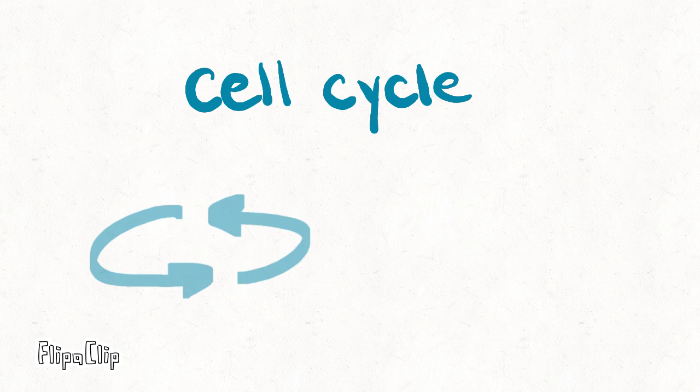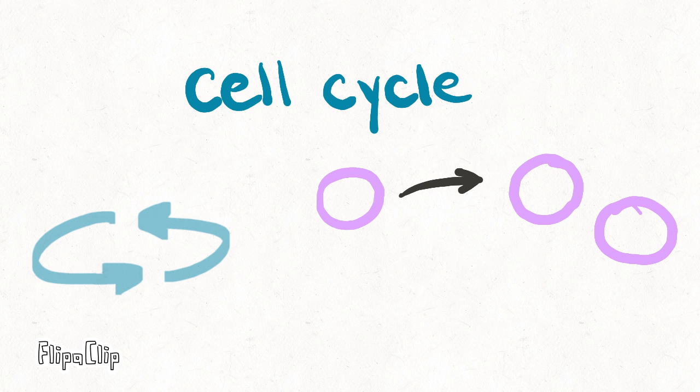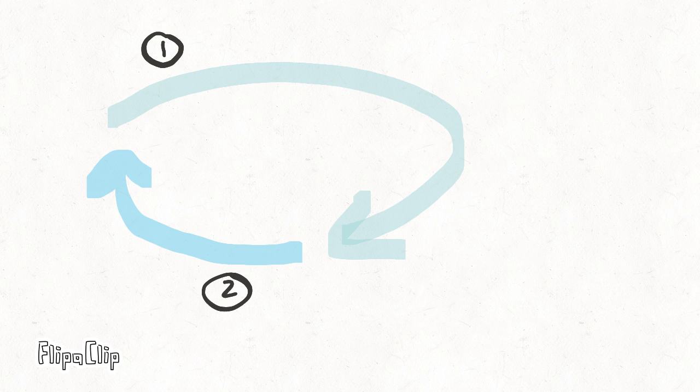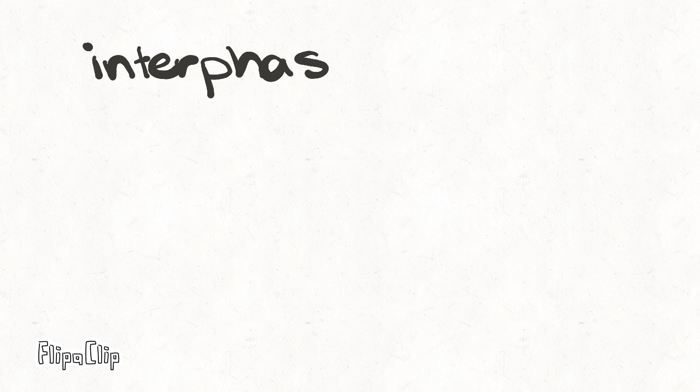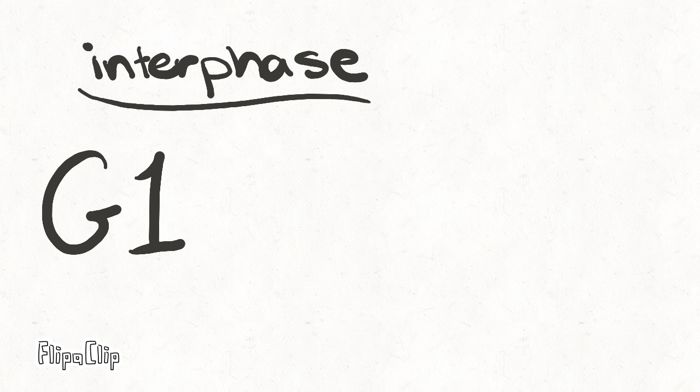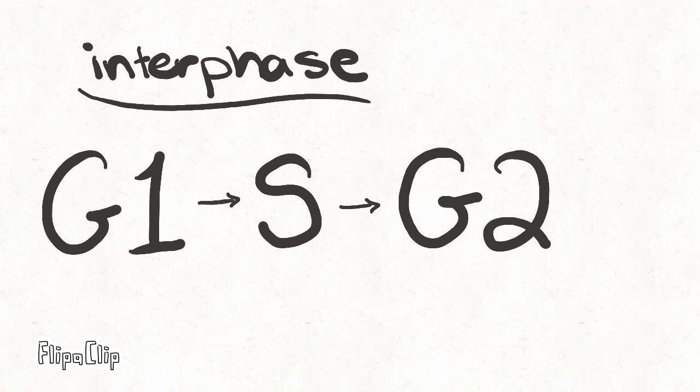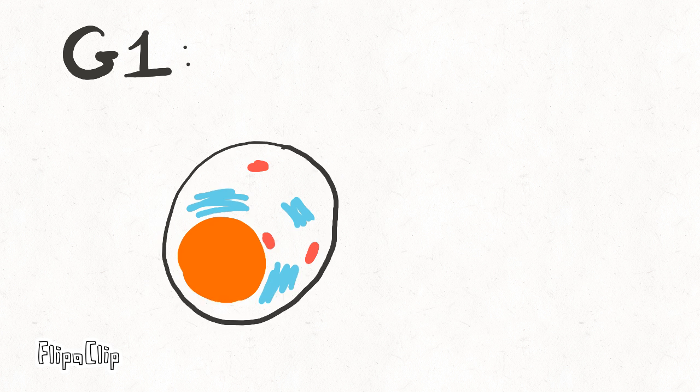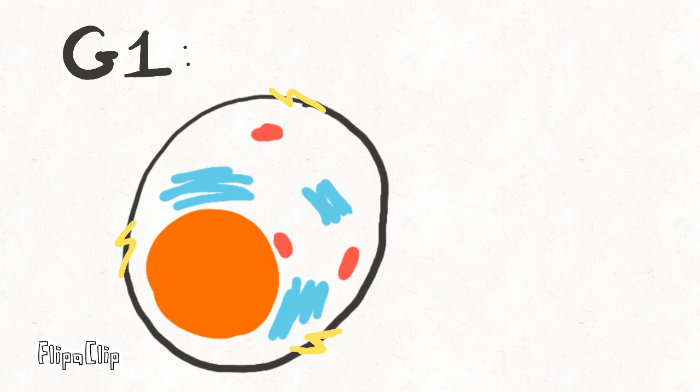All cells go through the cell cycle, the series of events from the time a cell divides to the time the daughter cell divides again. In somatic cells, the cell cycle consists of 2 main stages, the first of which is interphase. Interphase has 3 stages, G1, S, and G2. During G1, the cell grows and differentiates itself. It builds up energy that will later be used in S phase.